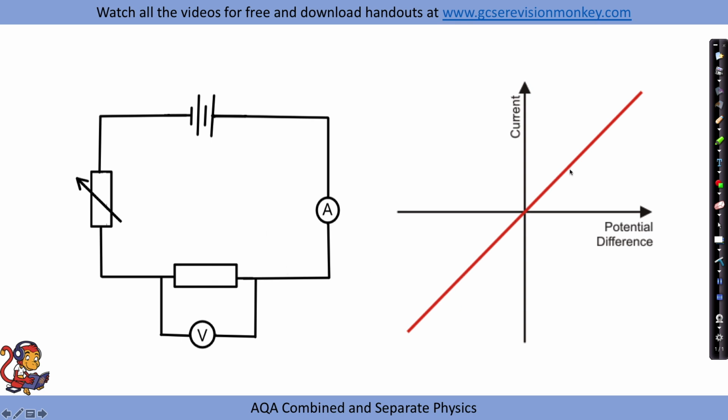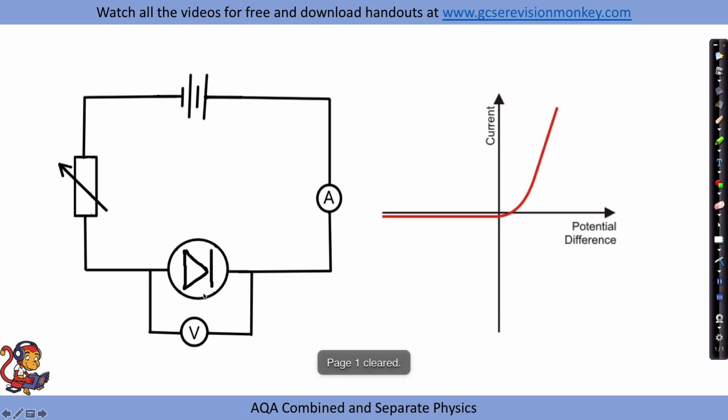You can see a directly proportional relationship between current and potential difference. If we wanted to replace this component and investigate something else, that's all we would have to do. We'd leave the rest of the circuit the same, and we can replace it with a diode, for example. Now, a diode only lets current flow in one direction, so you'll notice that the graph does not have values in the negative region, and it only has values in the positive region.